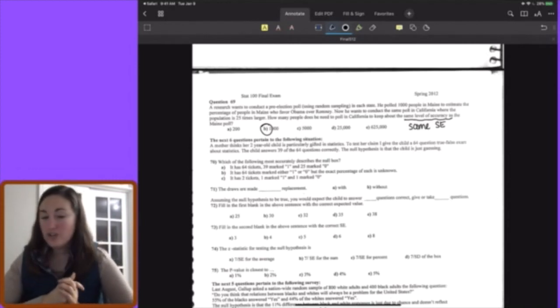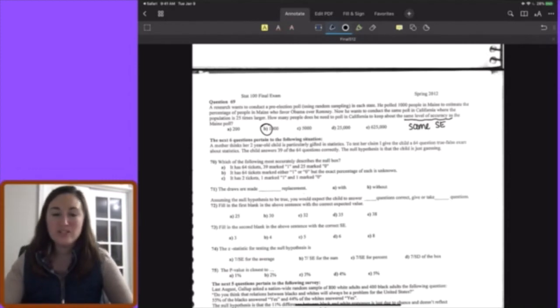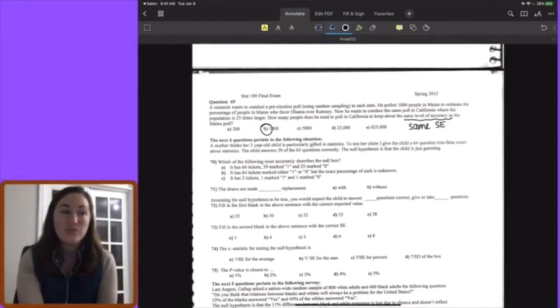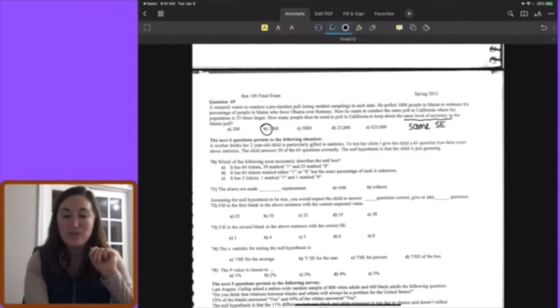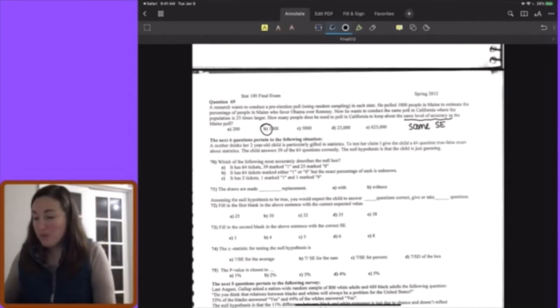So the next 30 questions are going to be all about hypothesis testing, which we haven't had any exams on, but this will be a good representation of all 5 of the hypothesis tests that we've done. So let's start with this one.